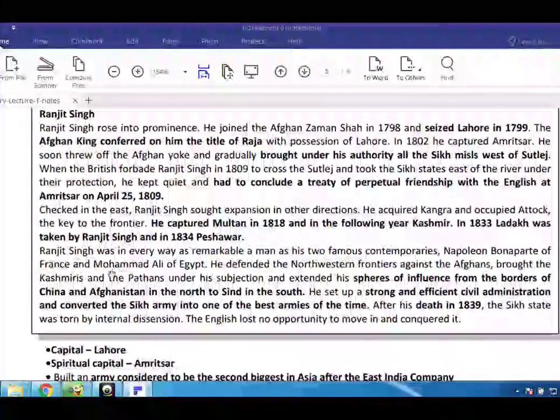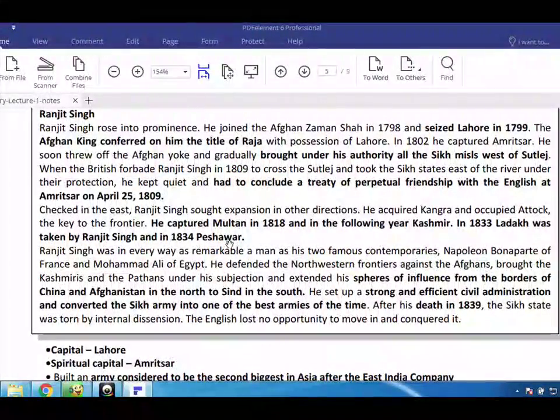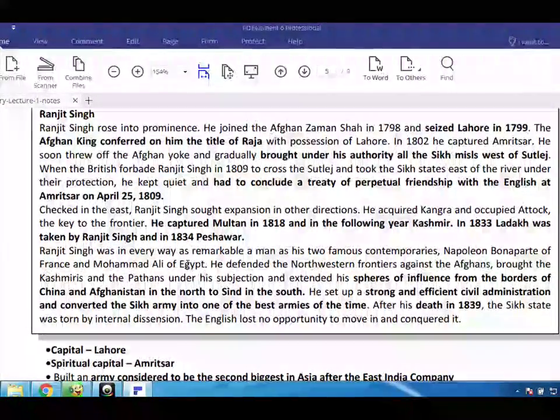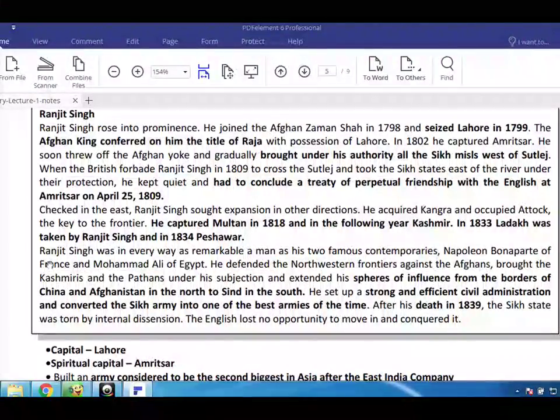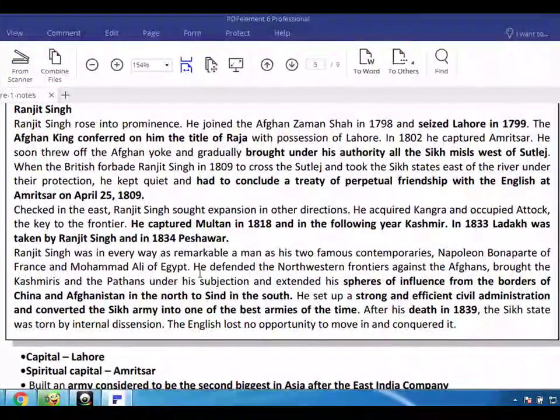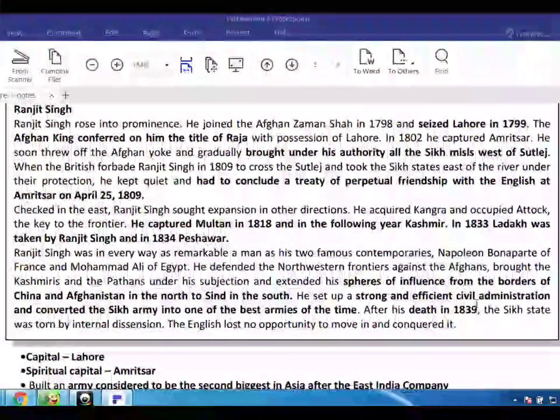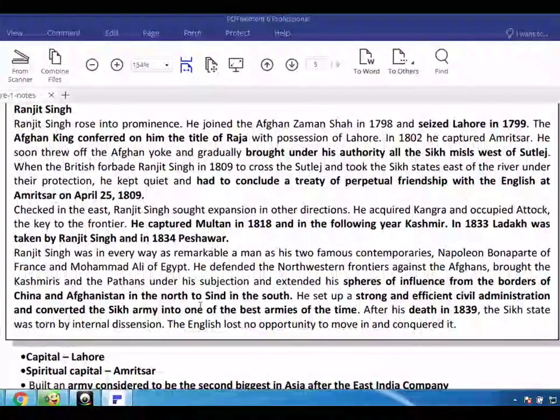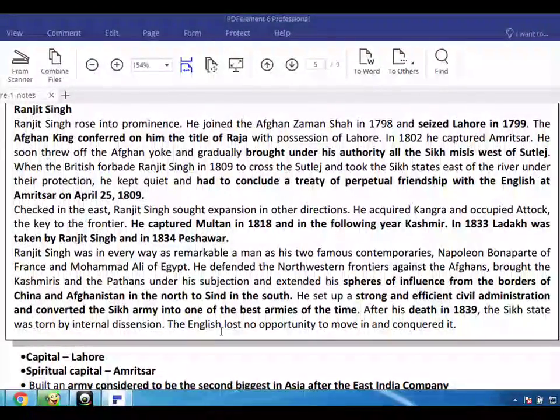Ranjit Singh was in every way as remarkable a man as his two famous contemporaries, Napoleon Bonaparte of France and Muhammad Ali of Egypt. He defended the northwestern frontiers against the Afghans, brought the Kashmiris and the Pathans under his subjection, and extended his spheres of influence from the borders of China and Afghanistan in the north to Sindh in the south. He set up a strong and efficient civil administration and converted the Sikh army into one of the best armies of the time.